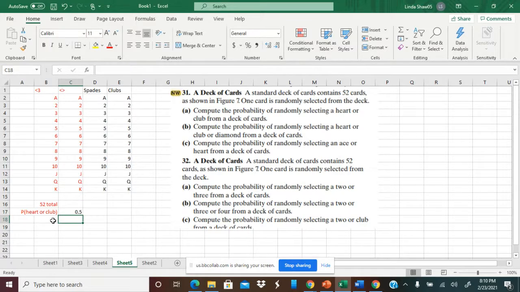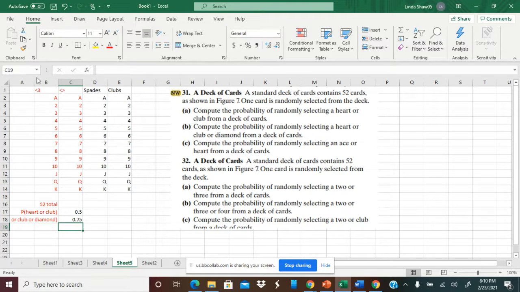Okay. Now, the next one says, compute the probability of randomly selecting a heart or a club or a diamond. Lori, I'm not picking on you, please understand that. But if you're a diamond, you're not a club, and if you're a diamond, you're not a heart. These are disjoint sets. And so there are 39 of these cards divided by 52, and that's going to be 3/4, or 0.75.